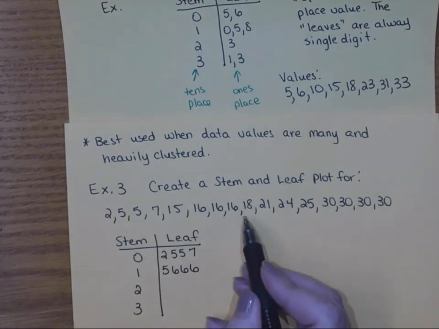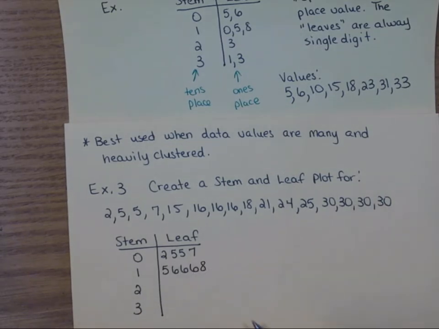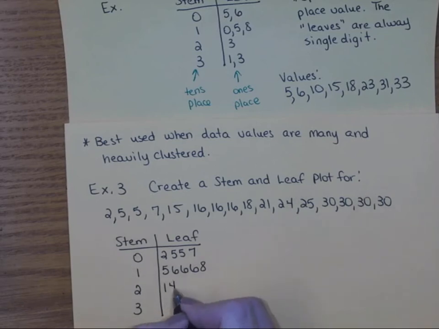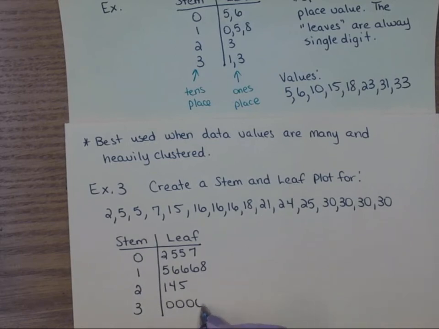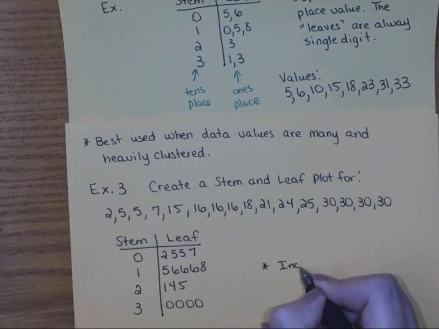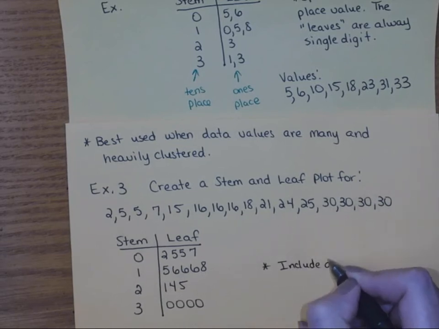Notice if I have duplicates, I'm including those. And then I have an 18, and then I go on to the 20s: there's a 21, 24, and 25. And then last but not least, we have 4 30s. It's important to note that you do need to include duplicate values.